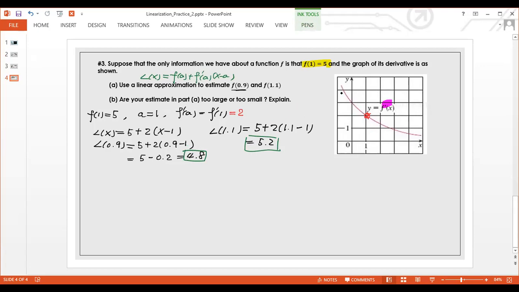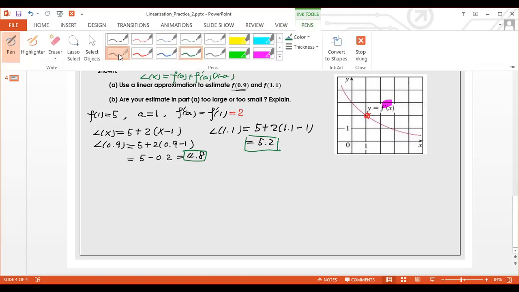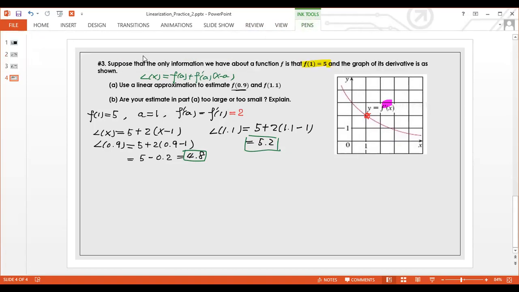Okay, so as long as you know how to read this graph, right? So here, this is the key part. If you can figure that out, then your first part is done.